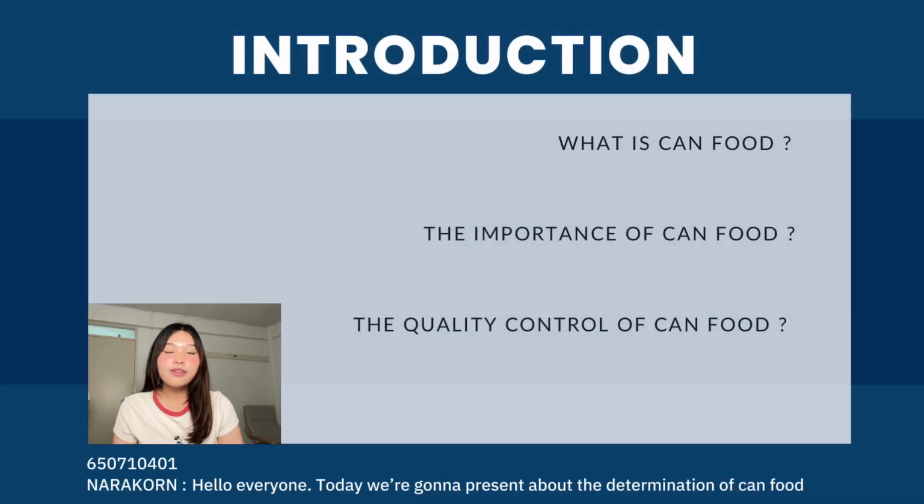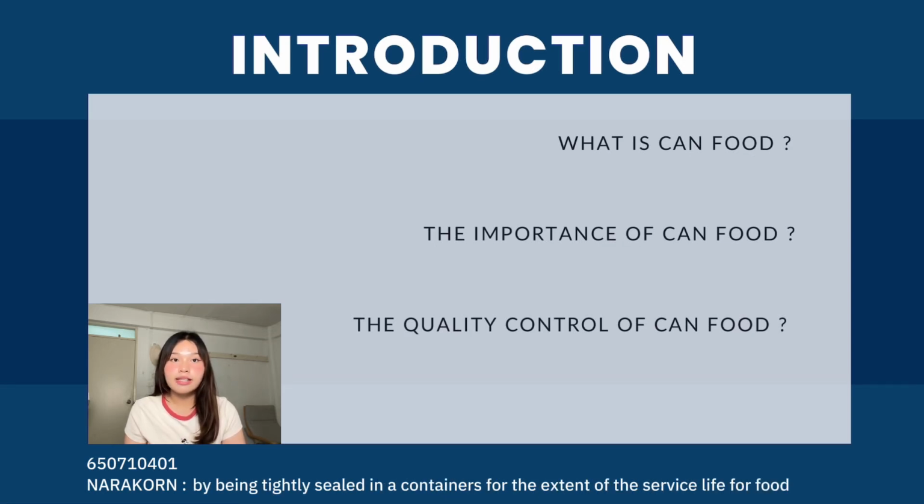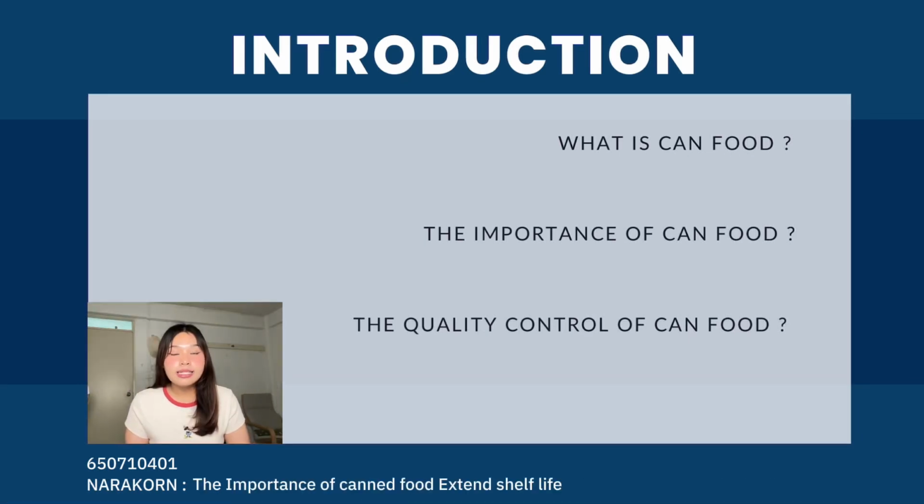Everyone, today we're going to present about the determination of canned food. Canned food is food that undergoes a preservation process by being tightly sealed in a container for the extent of the service life of the food and to maintain its qualities. The importance of canned food is to extend the shelf life and convenience of consumption.